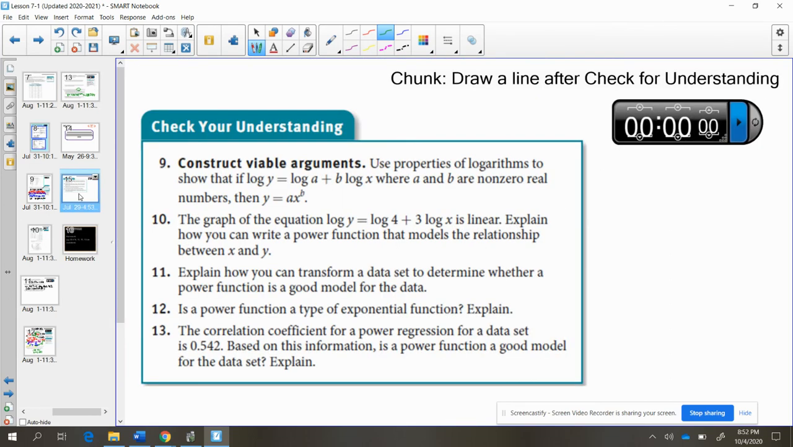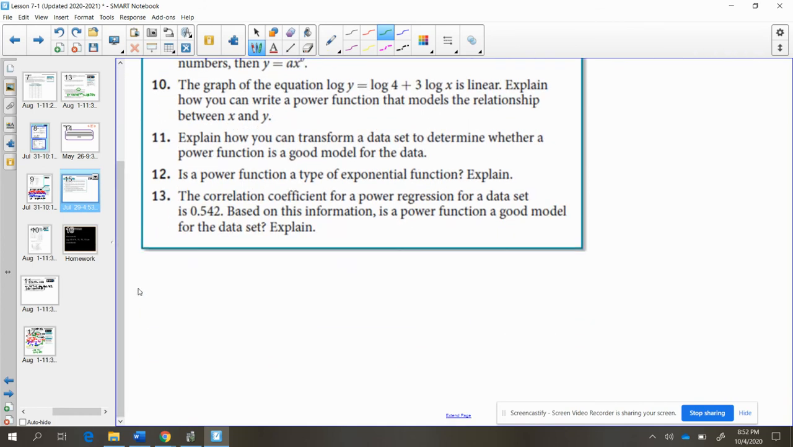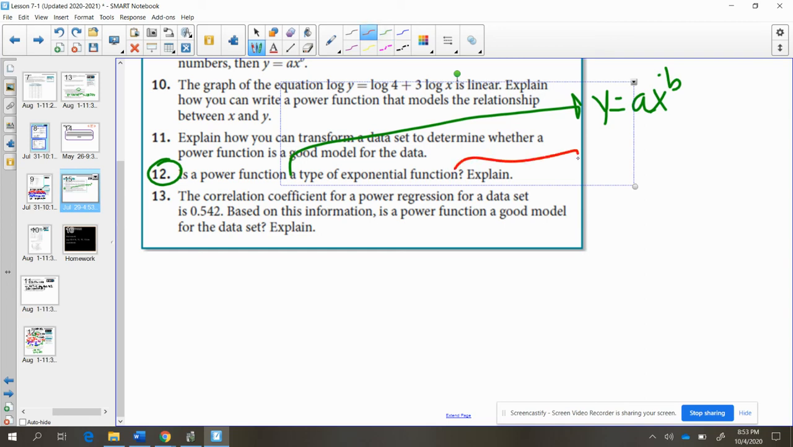Last two points I wanted to bring up then. If you look at the bottom of page 95 with the check your understanding function, again, a reminder, when we talk about power functions they are y equals a times x to the b, whereas our exponential functions are y equals a times b to the x. So they are not the same. Just something to keep in mind, because of that placement of our x and our b.